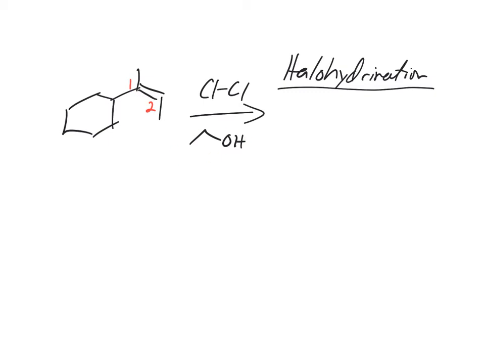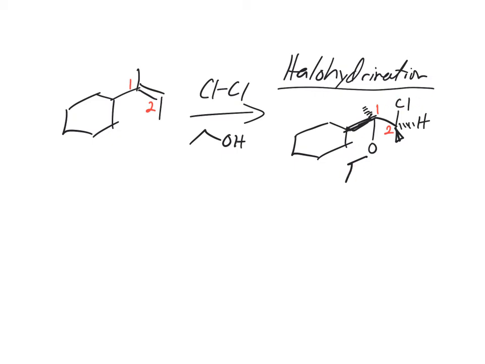You should be able to almost draw this product without even drawing the mechanism right away. So let's draw the product right away. There I drew the product. I knew the solvent was going to end up on the more substituted carbon. I knew it had to be trans to the chlorine that added. This is that halohydrin. You had a chlorine and a solvent, and they're trans to each other. So this is one enantiomer I have drawn.